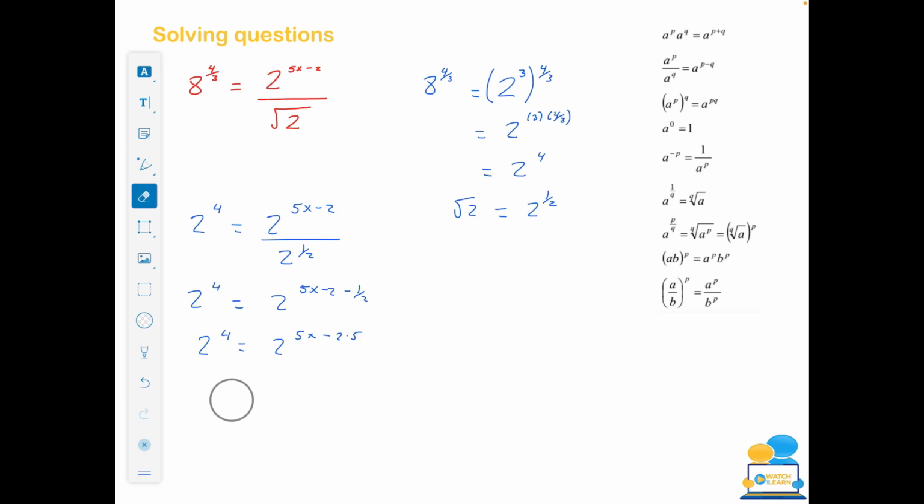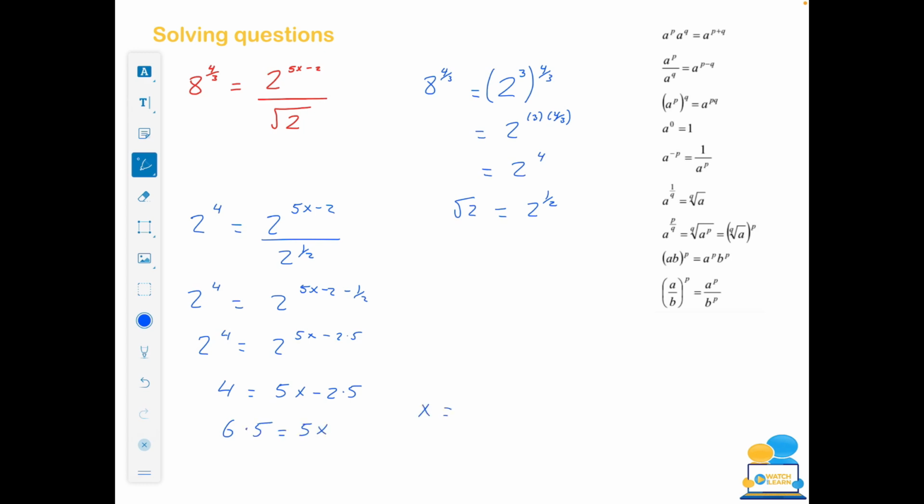Now, what you'll notice here, when we have the bases the same, and there's one at either side, we can actually ignore them. We can just let the powers equal to each other. So I'm going to say that 4 is equal to 5x minus 2.5. I'm going to get rid of this minus 2.5, so we'll add it to the other side.